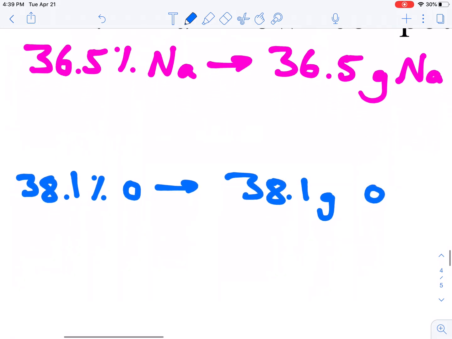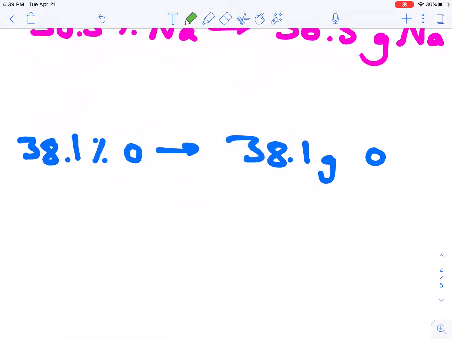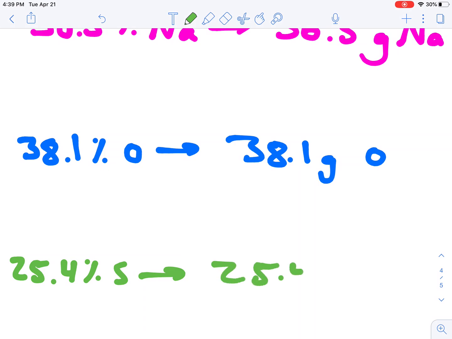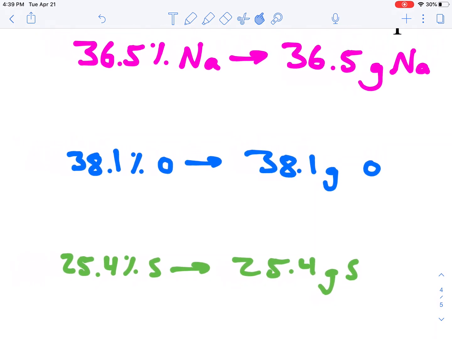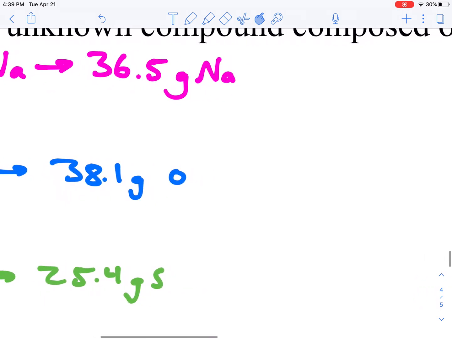And similarly, let's leave a little bit of space and jump down to sulfur. 25.4% sulfur becomes 25.4 grams of sulfur. And so why was that useful? Why is percent to grams useful? Well, if we have grams, grams are a unit that is on the periodic table that allows us to convert to moles. So let's do that first, then we'll talk about why it's important.